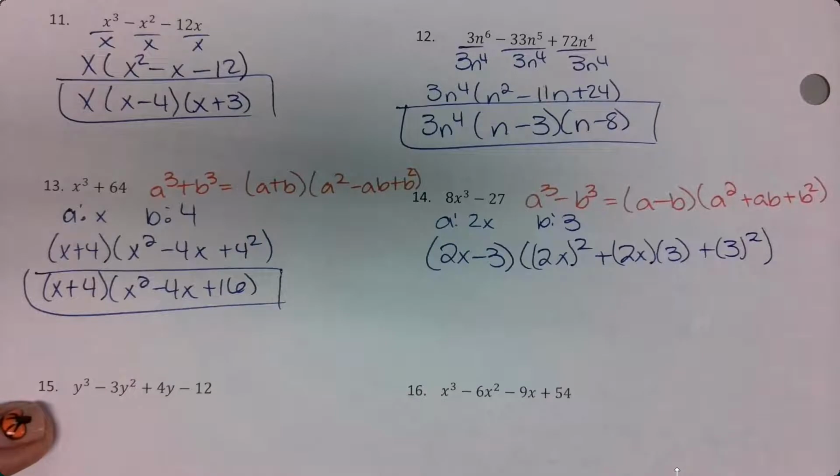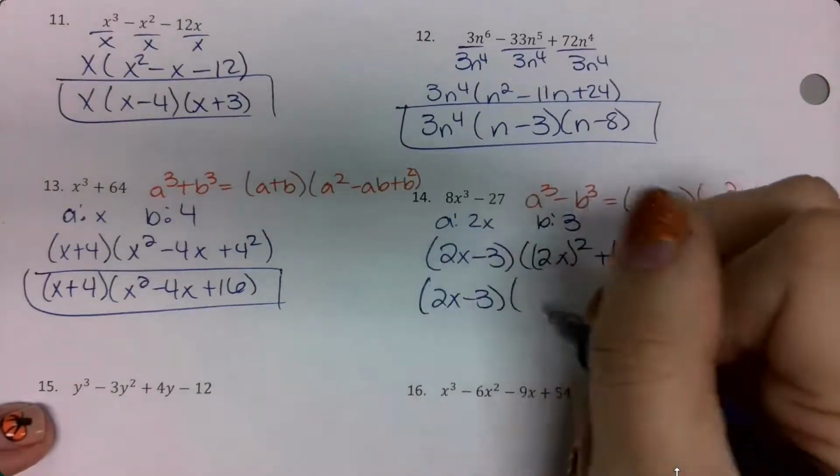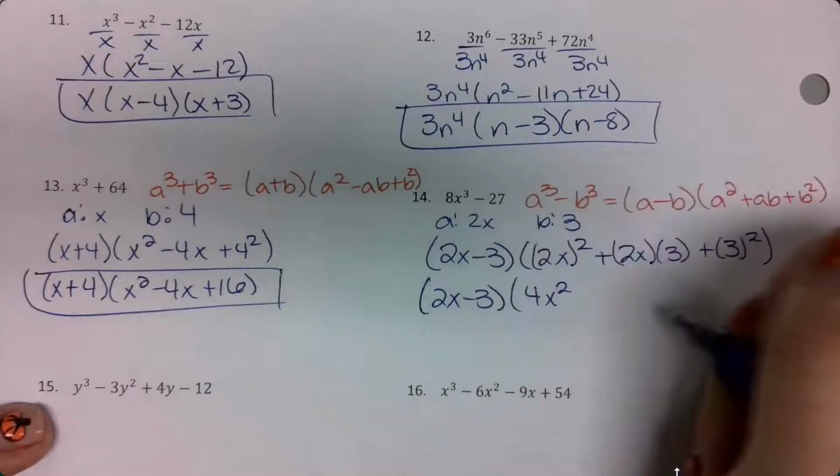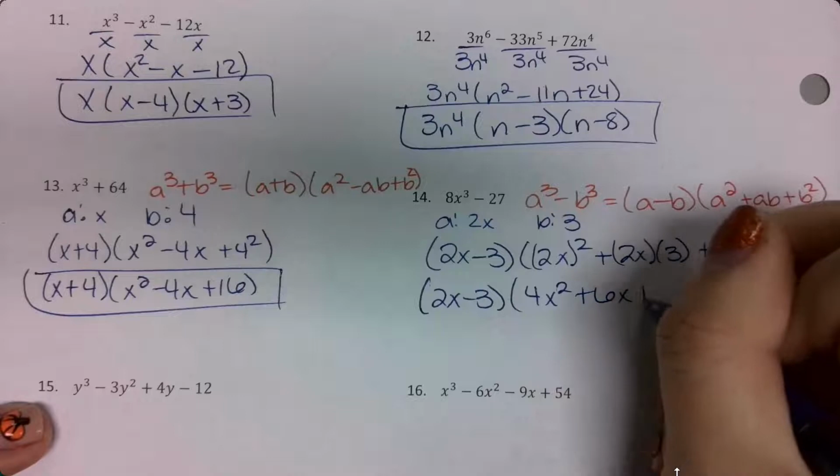And then I want to simplify my second set. So I have 2x minus 3. 2x squared is 4x squared. 2x times 3 is 6x. And then 3 squared is 9.